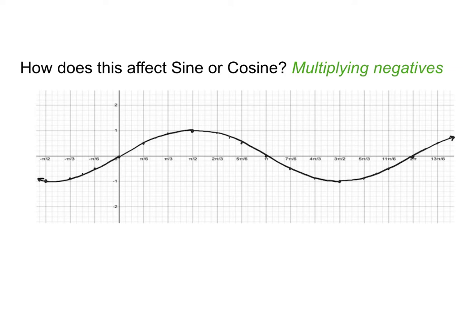What if I multiply by a negative? Let's take a look at y equals -2 sine of x. 0 times -2 doesn't matter, stays 0. But 1 times -2 becomes -2. I do stretch the distance away from the x-axis, but I'm also multiplying by that negative and creating a reflection.